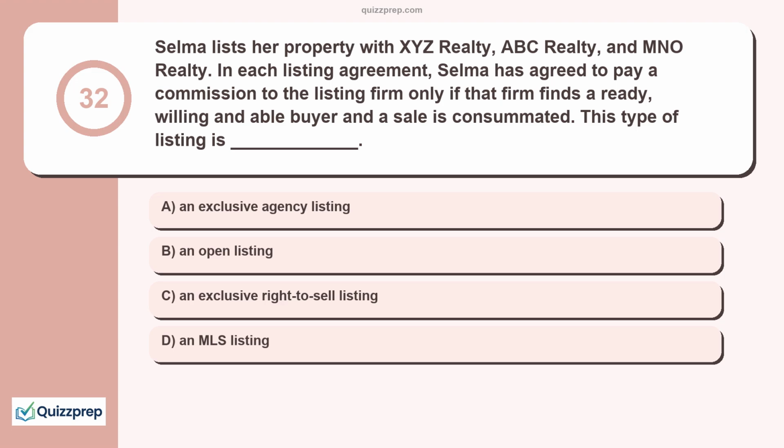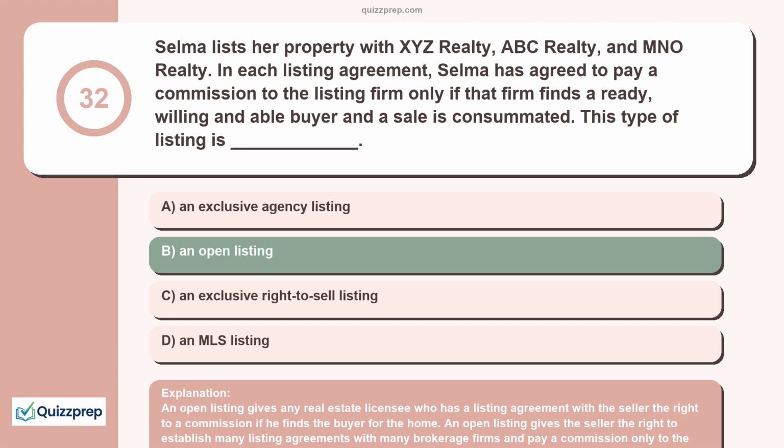Question 32. Selma lists her property with XYZ Realty, ABC Realty, and MNO Realty. In each listing agreement, Selma has agreed to pay a commission to the listing firm only if that firm finds a ready, willing, and able buyer and a sale is consummated. This type of listing is: A, an exclusive agency listing; B, an open listing; C, an exclusive right to sell listing; D, an MLS listing.